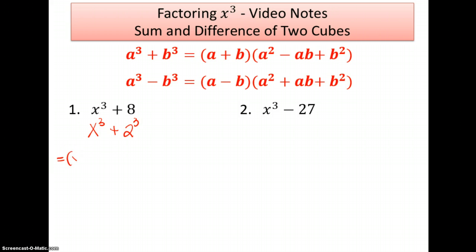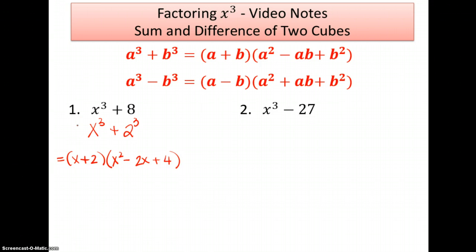I would have x plus 2 times x squared minus a times b, so x times 2 is 2x, plus the b term squared, so 2 squared is 4. Again, this is the pattern that works when you have the sum of two cubes.